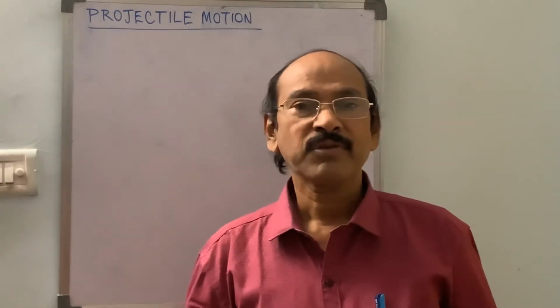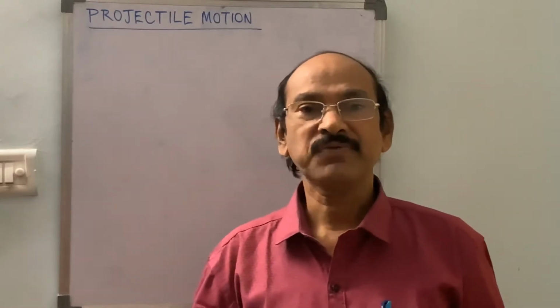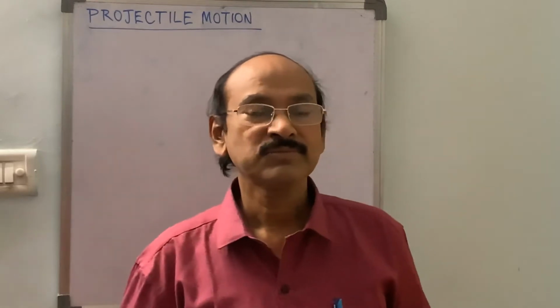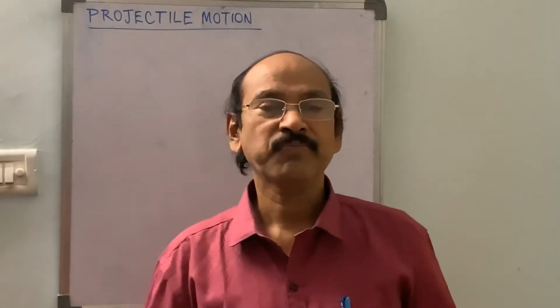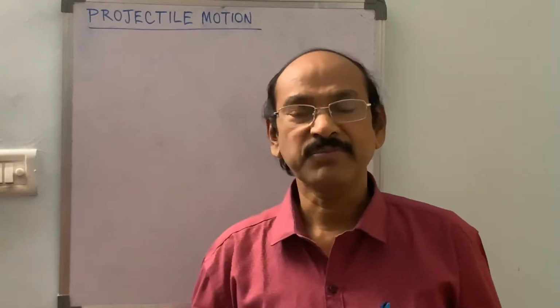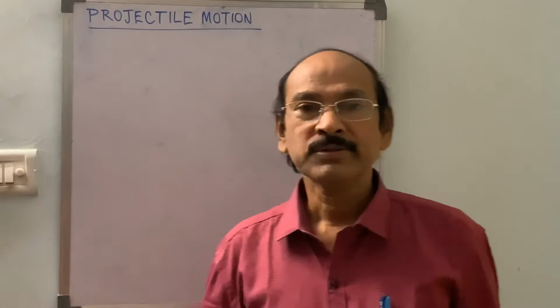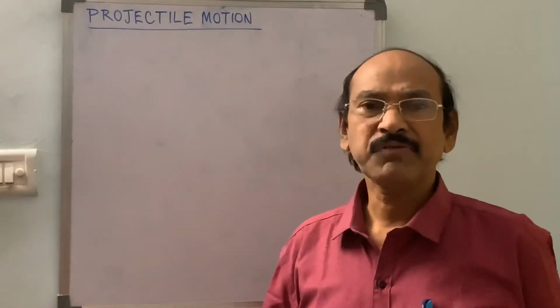And when the velocity of the body changes, then the rate of change of velocity is called acceleration. So acceleration a bar is equal to change in velocity by time, that is v minus u by t. Now let us recapitulate the equations of motion.